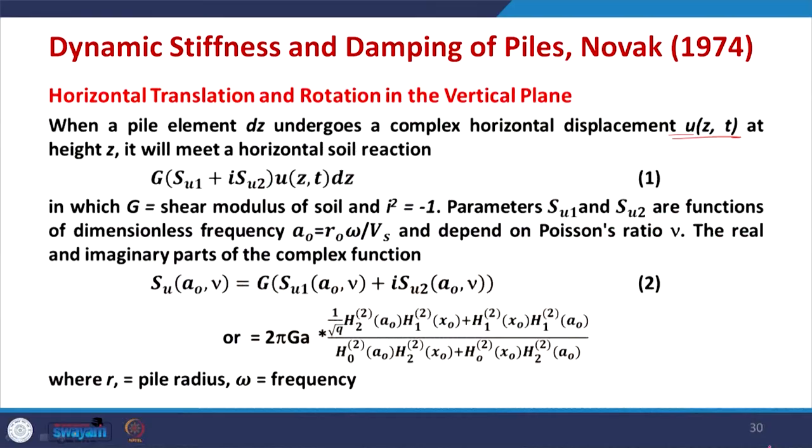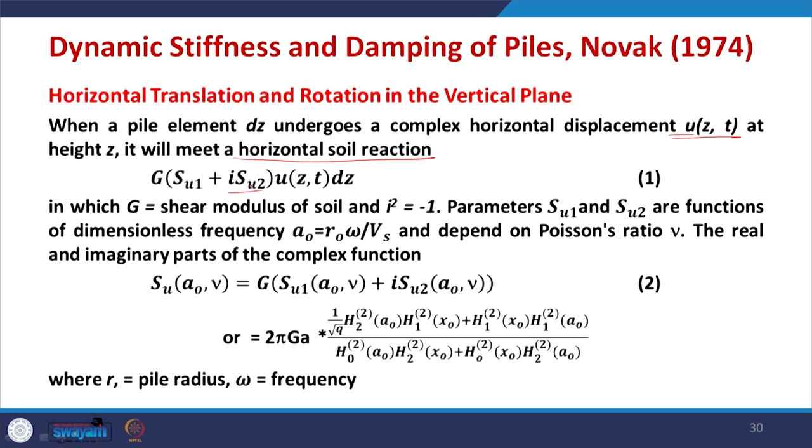So for a given displacement, Novak suggested calculating the force. Equation 1 will give the force, and if I divide this force in equation 1 by the displacement, then you can get the stiffness. Rather than going into that, the most important thing is that in this equation, which denotes the horizontal soil reaction, which is basically force, Su1 and Su2 are coming, where Su1 is for the real part and Su2 is for the imaginary part. So what are Su1 and Su2? They depend on the soil-pile geometry and properties.